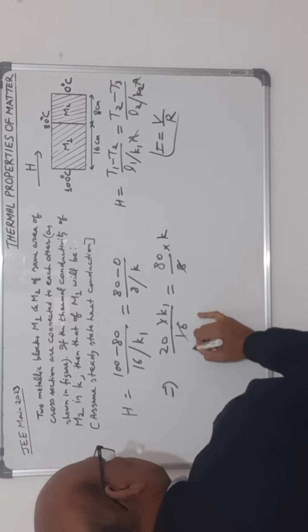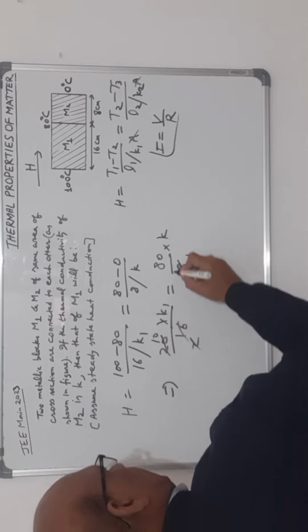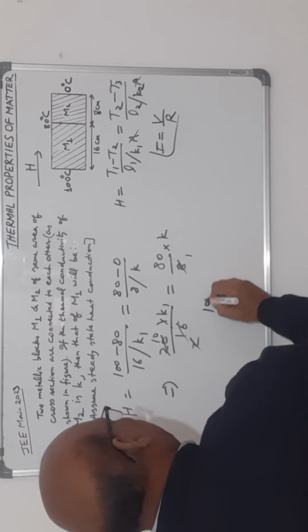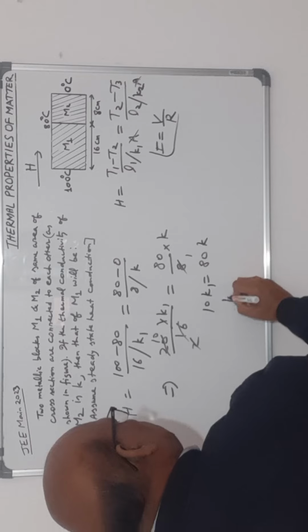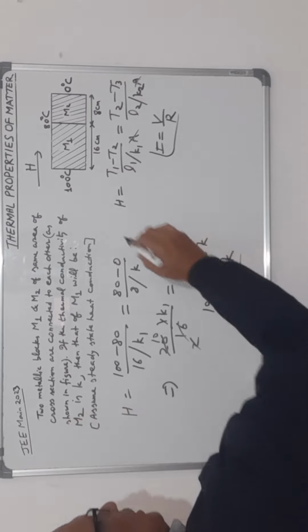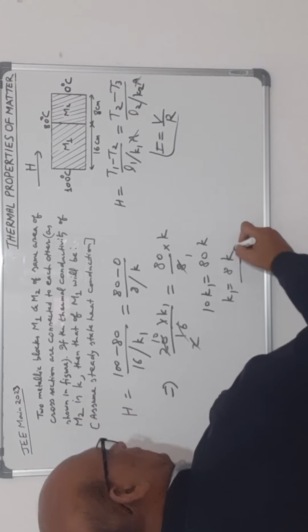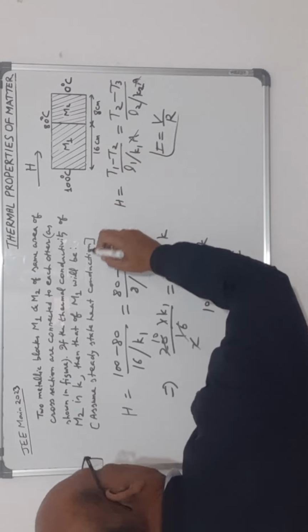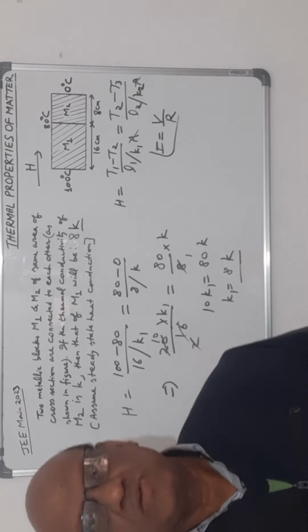So 8 to the 16. So if we now put 10, we can say that 10 K1 is equal to 80K. Okay, that means K1 is equal to 8K. So the thermal conductivity of M1 block, that is K1, is nothing but 8 times the thermal conductivity of M2 block. Okay, so our answer will be 8K. Thank you and wish you all the best.